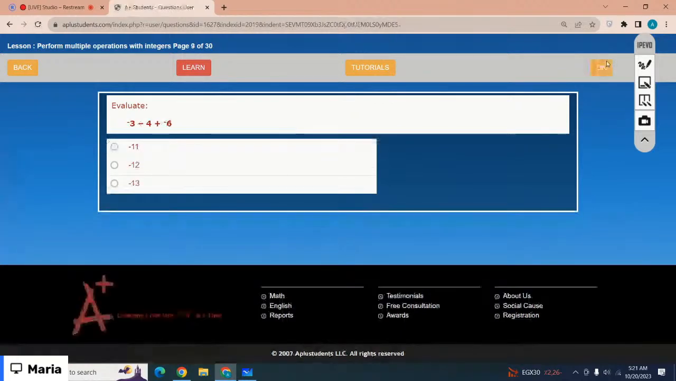Okay, negative 3 minus 4 plus negative 6, which is the correct option? Negative 3 minus 4 is negative 7, and then negative 6, that would be negative 13. It is, right?